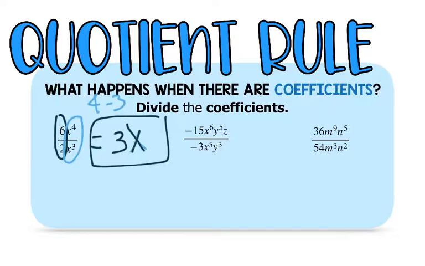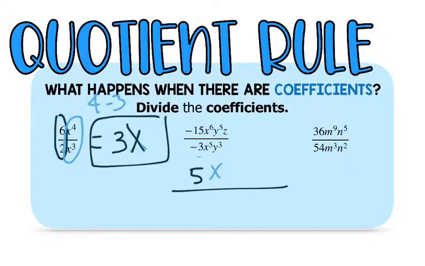Okay? All right, I'm going to do the second one for you, and then I'll have you guys try and do the third one on your own. So first thing I'm going to do is look at the regular numbers, these coefficients here. Negative 15 divided by negative 3 is a positive 5. I can write 5 over 1 if you want, but there's really no point in doing that. Next part, the x's. I have x to the 6th divided by x to the 5th. 6 minus 5 is 1. So I'm just going to write an x in the numerator.